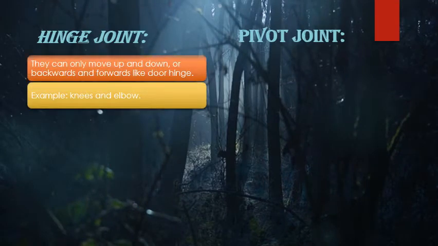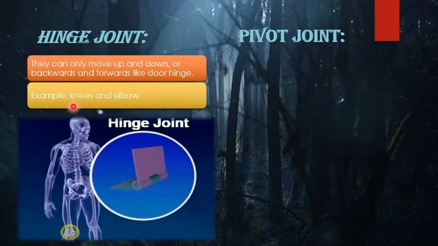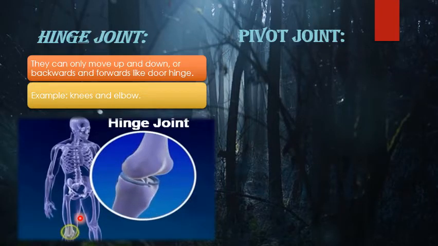Here are two of your joints, the hinge joint and the pivot joint. Hinge joints can only move up and down, or backwards and forwards, like a door hinge. For example, knees and elbow. Here you can observe how the hinge joint works. Like a door hinge, we can move our knee, and likewise we can move our elbow as well.